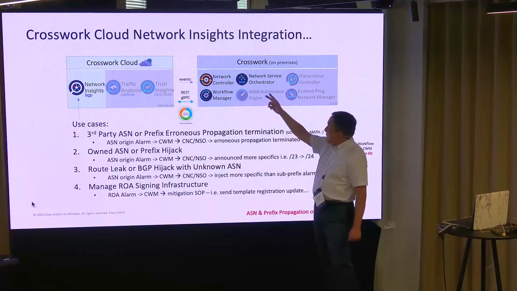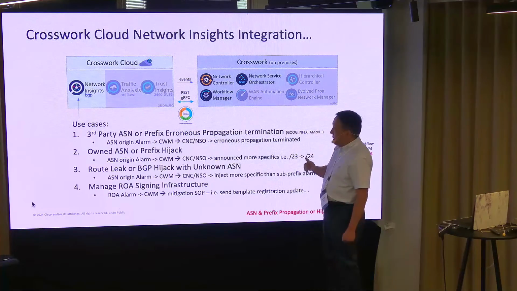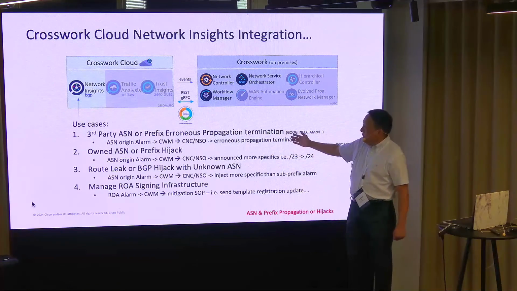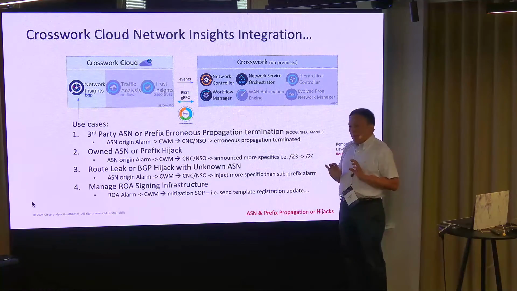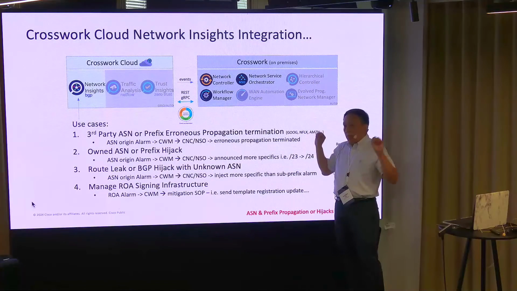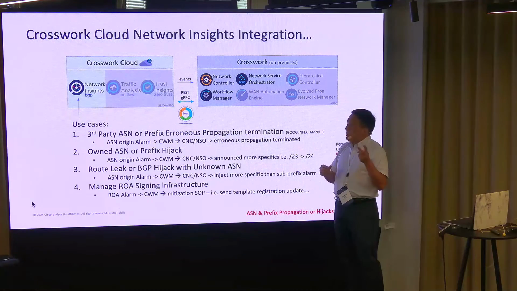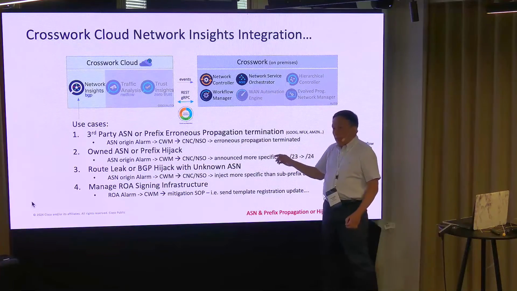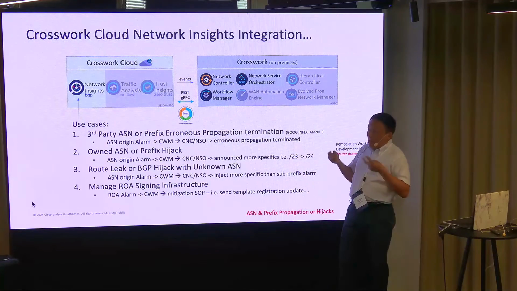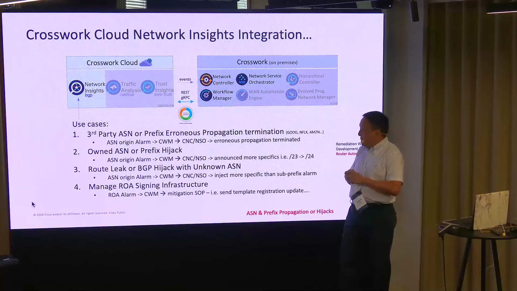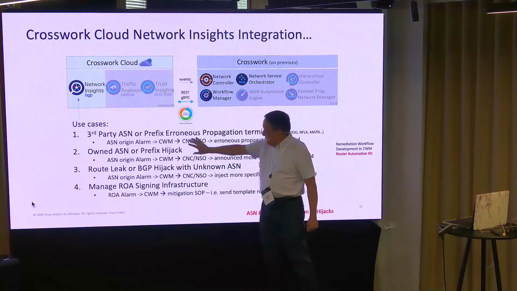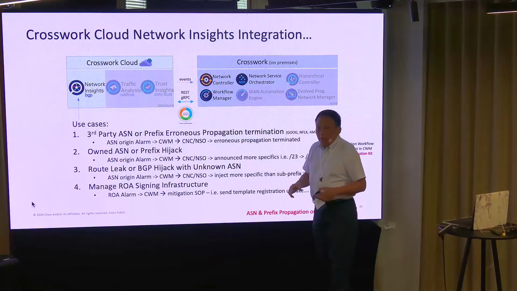So Crosswork Cloud, interacting using events, going to Crosswork on-premise. Some of the cases of prefix erroneous propagation termination. This happens a lot. Most of the time, people are pretending to be Amazon, pretending to be Microsoft, Google, because they fat-fingered. So they want to terminate that. But sometimes they pretend to be Amazon, Google, and they pretend to be somebody else. I call it identity theft, but inadvertently. So this is a good way. But this happens, and sometimes you have a real hijack event.